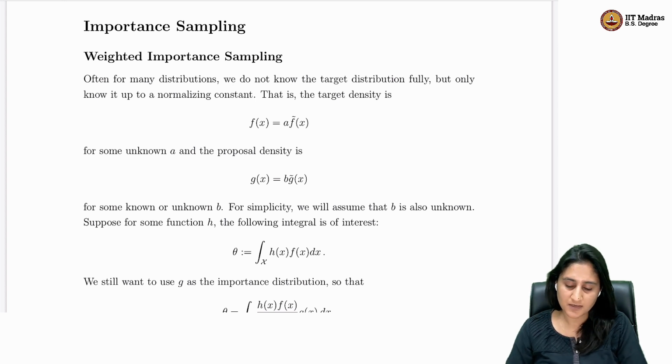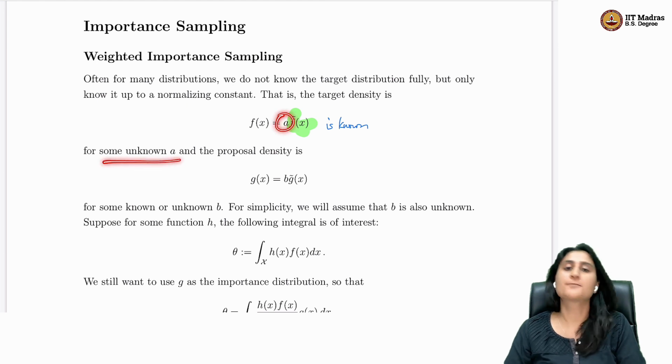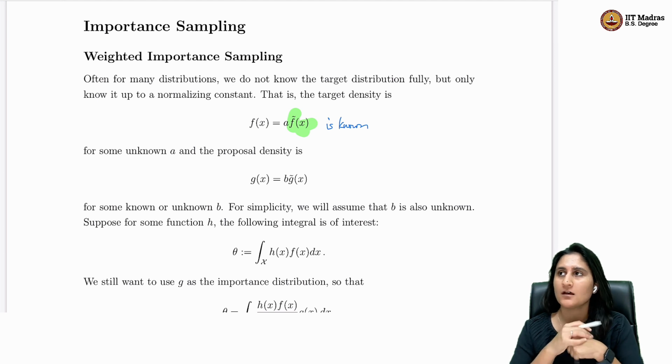What I mean by that is that our target density, recall we've given notation f of x. We don't know f of x in the sense that we know it is a times f tilde x, where this part, f tilde, is known, but a is not known. So this a is unknown, and this happens often in areas of statistics and machine learning called Bayesian statistics.